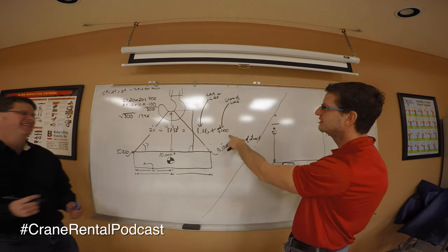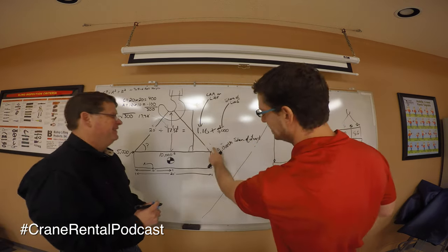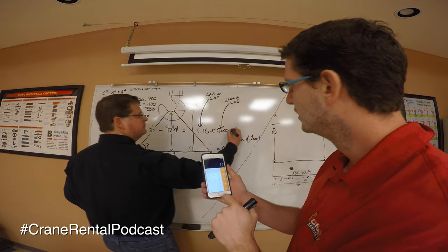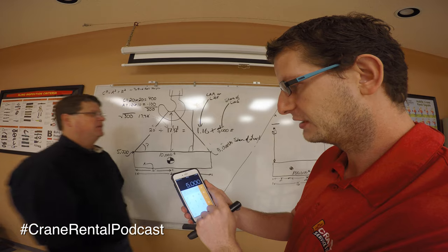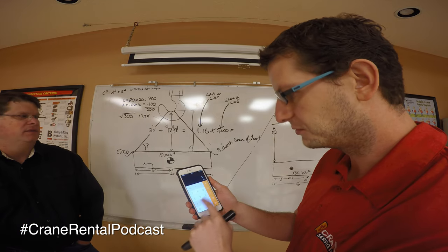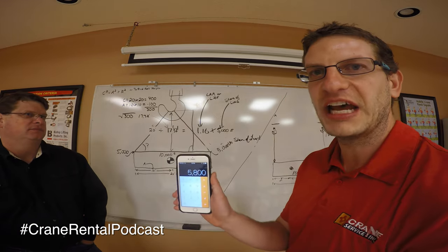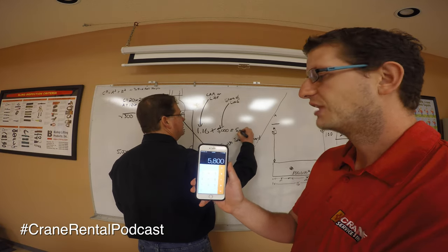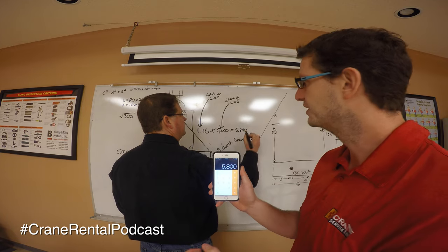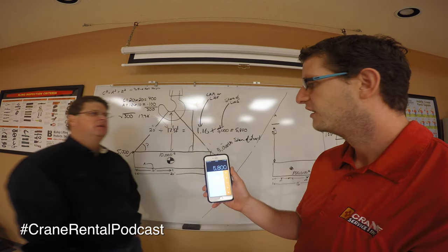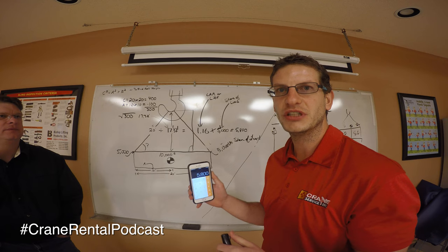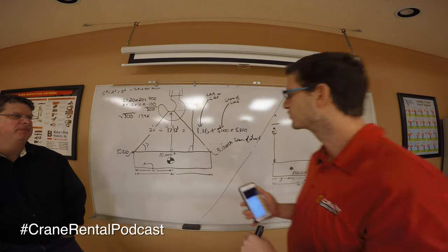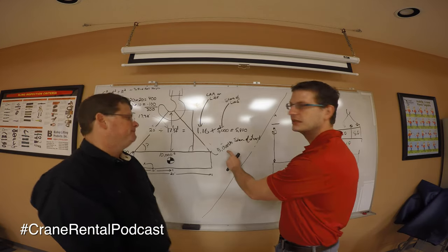Which is our share of the load, which we determined here, 10,000 divided by 2. This is an even beam. So we take our 5,000 times 1.16, and now we have 5,800. So that means these slings are experiencing 5,800 pounds of tension, versus what we normally thought, 5,000.